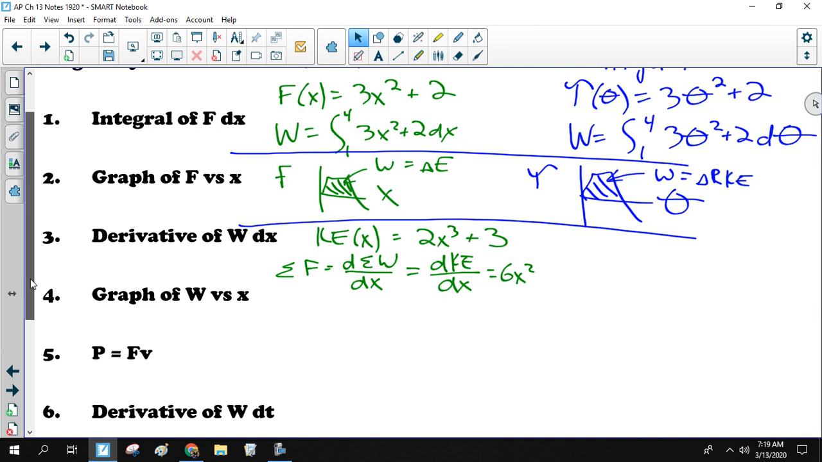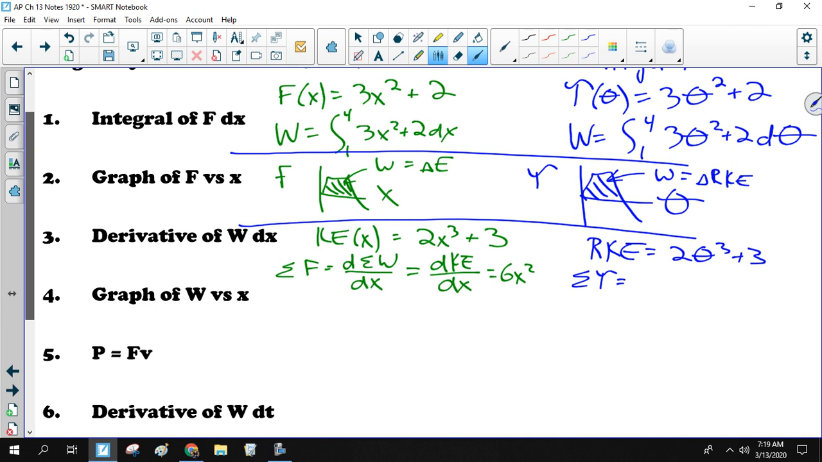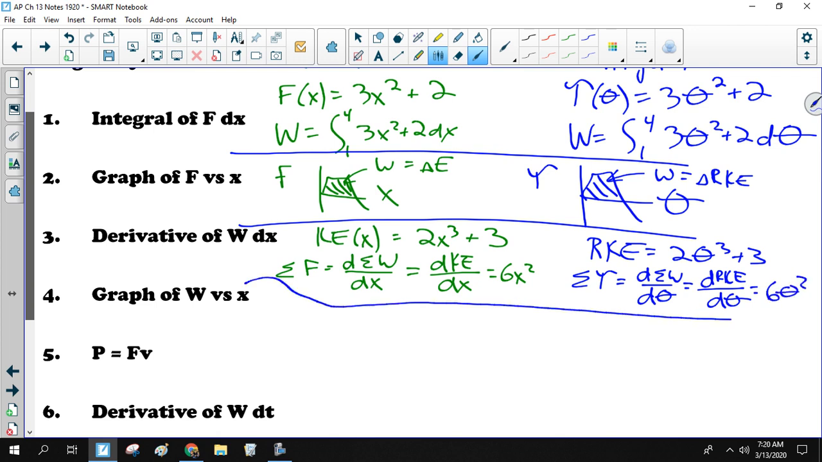And so the angular counterpart would be the same thing. Maybe I'll give you an equation for the rotational kinetic energy as a function of position, 2 theta cubed plus 3. And then I'll ask you to find the net torque. And so the net torque would be, oh, well, that's the derivative of the net work with respect to position, right? Let's see, that's the derivative of your rotational kinetic energy with respect to position, and then take your derivative, and you get 6 theta squared, okay?